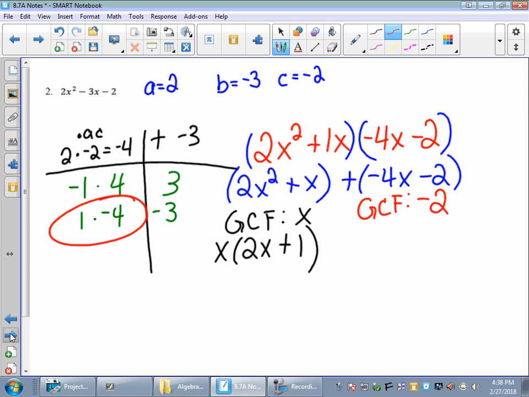And I know the greatest common factor of 4x and 2 is 2. So I know this is plus negative 2. What do I need to multiply a negative 2 by to get to a negative 4x? Well, of course, that's a 2x. To multiply a negative 2 to get a negative 2, I just need to multiply it by 1.